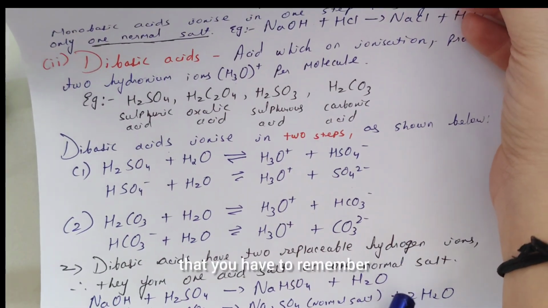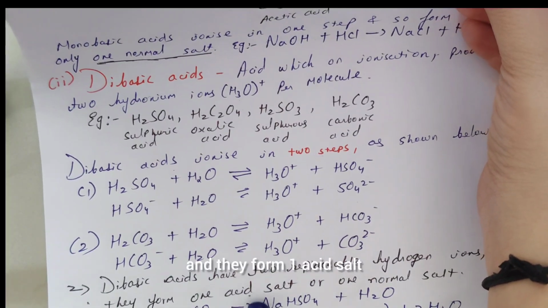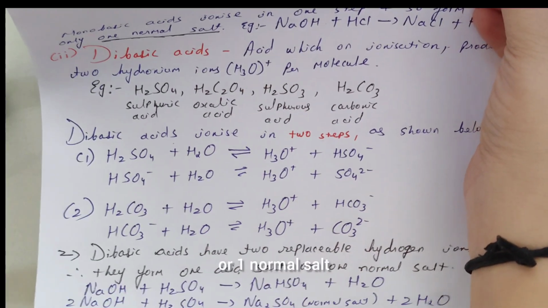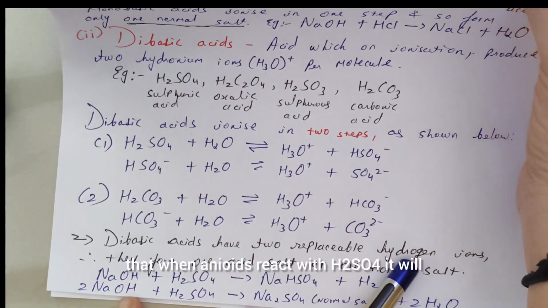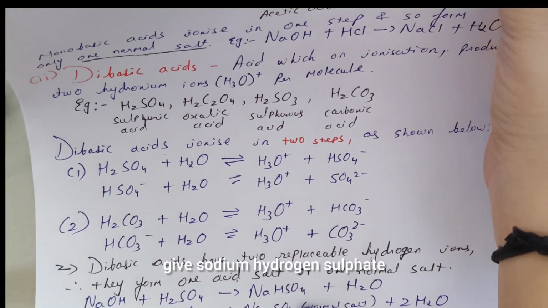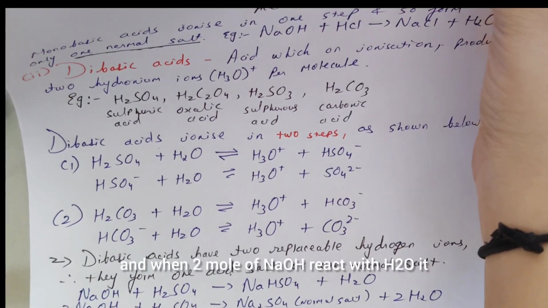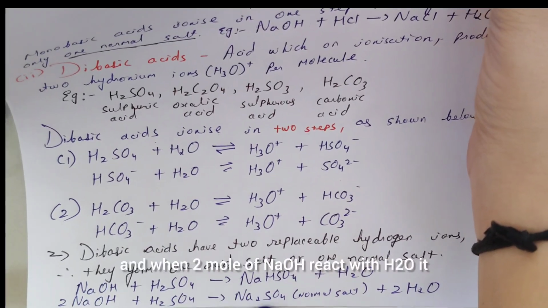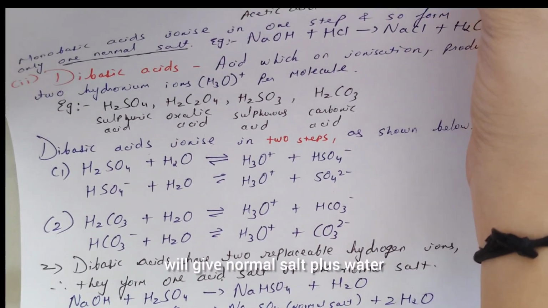So you have to remember that they form one acid salt and one normal salt. Here you can see the example that when NaOH reacts with H2SO4, it will give sodium hydrogen sulfate, and when 2 moles of NaOH react with H2SO4, it will give normal salt plus water.